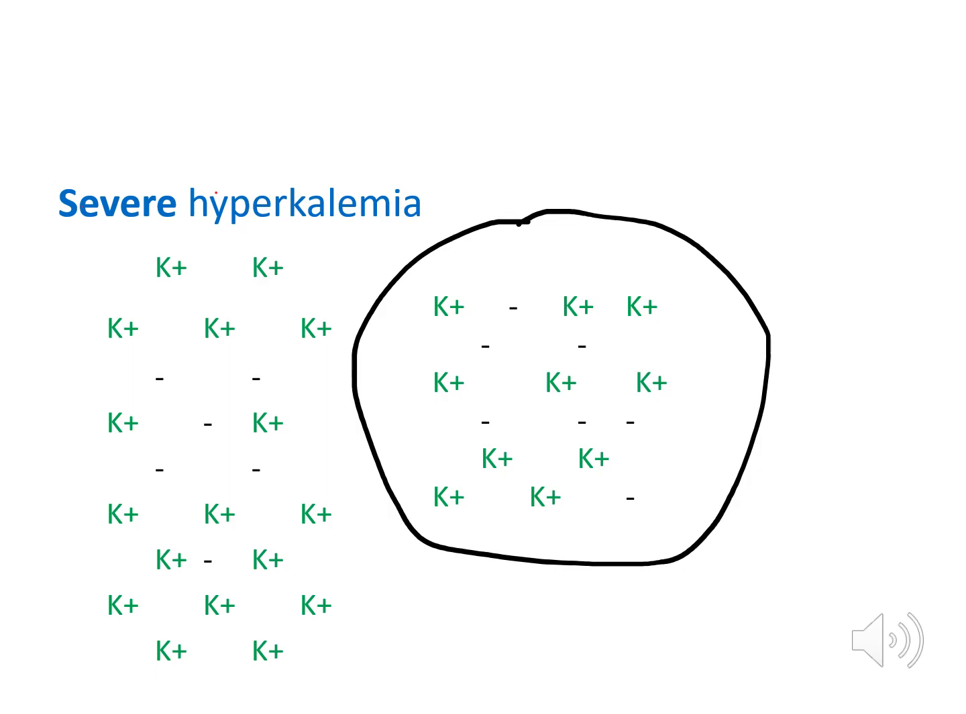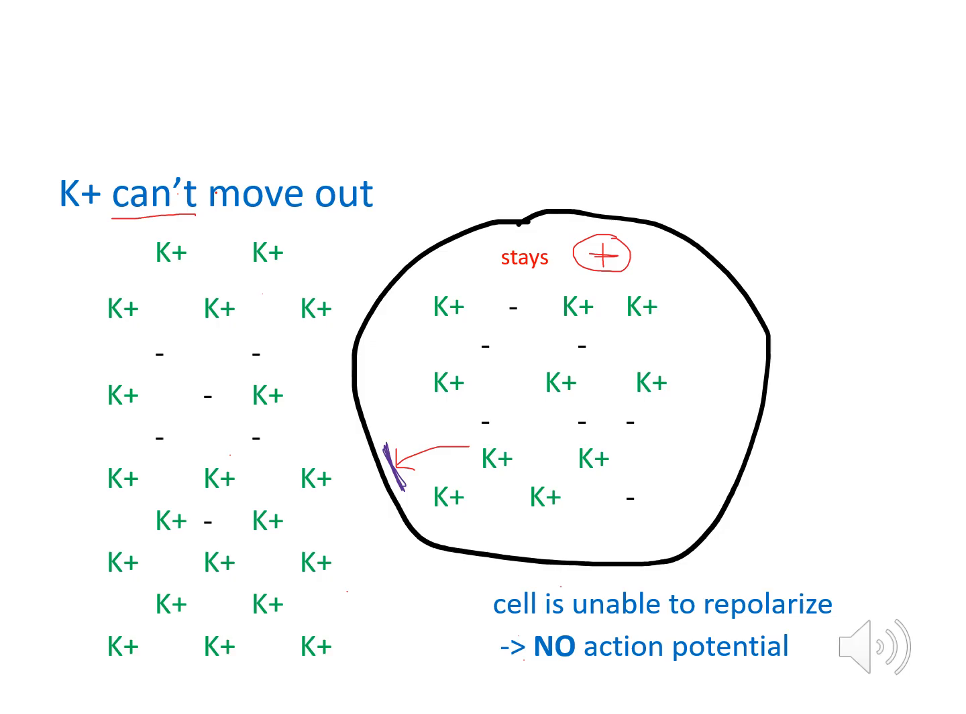If there's a whole bunch of extra potassium outside that cell, we've kind of lost our concentration gradient, right? So what is that going to do to potassium moving out of that cell? If there's no concentration gradient anymore, that means potassium can't diffuse down the concentration gradient out of the cell anymore. So the cell stays positive on the inside. What happens is at some point the cell depolarizes and then cannot repolarize, right? If the cell can't repolarize, it can't depolarize again, and so there's no ability to generate action potentials.